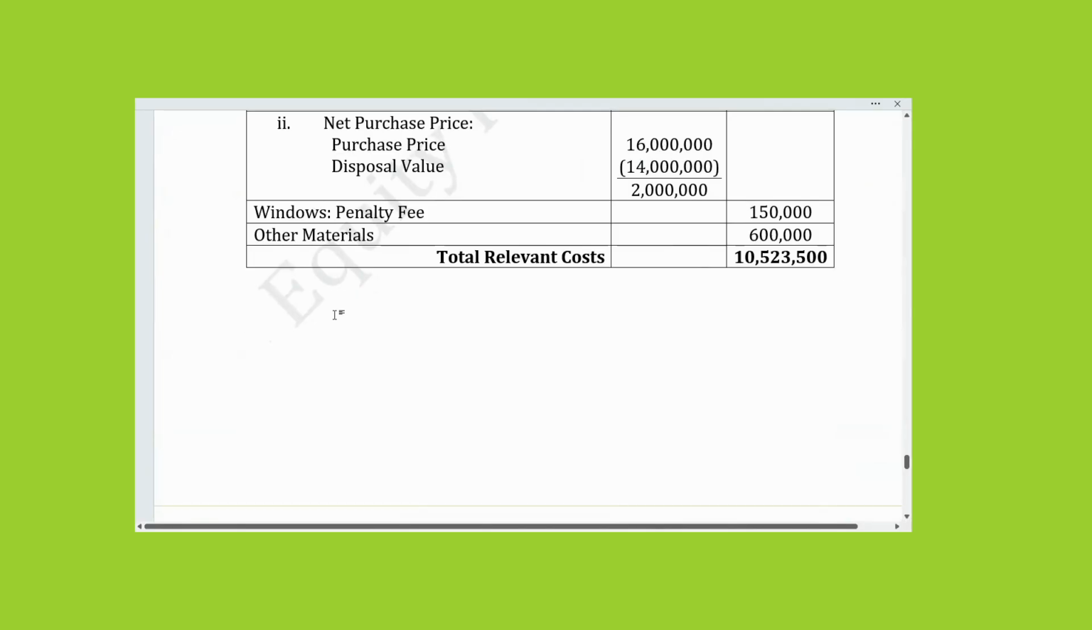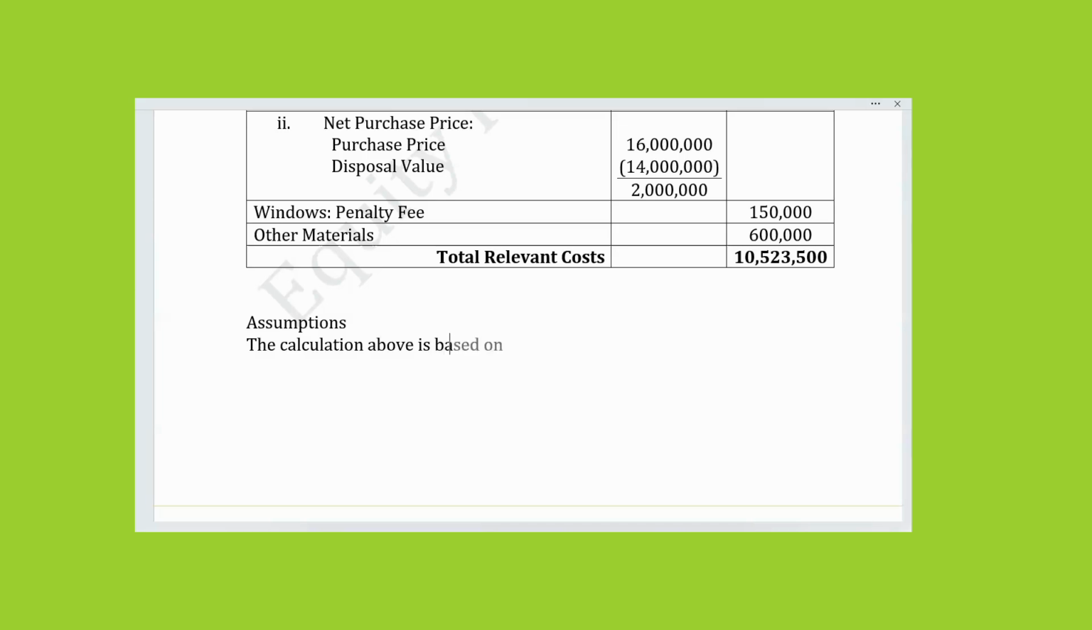Therefore, I will then come here. Assumptions. The calculation above is based on the following assumptions. Then begin to explain each of them. Number one, food and drink.